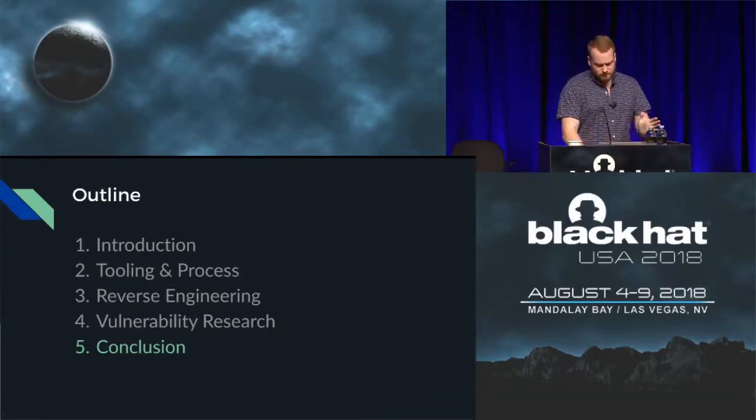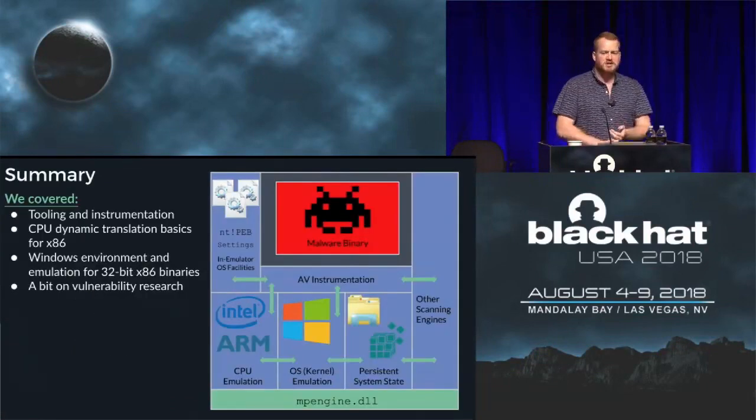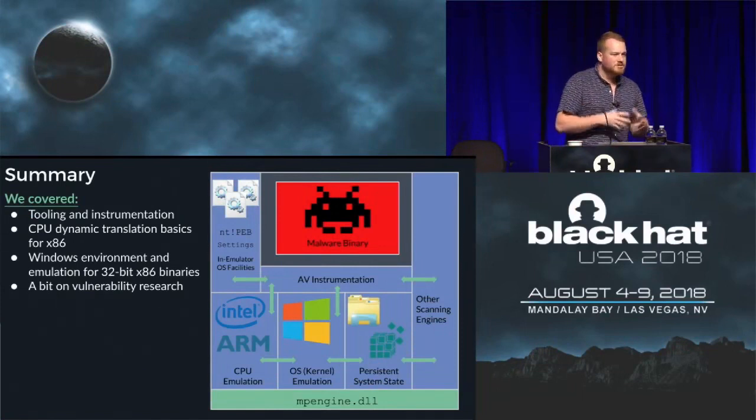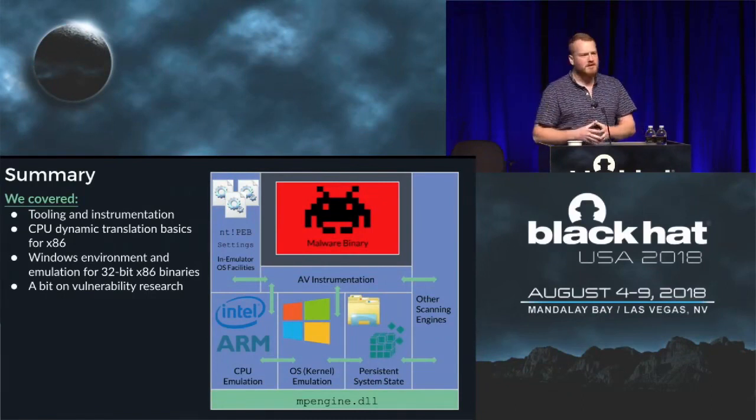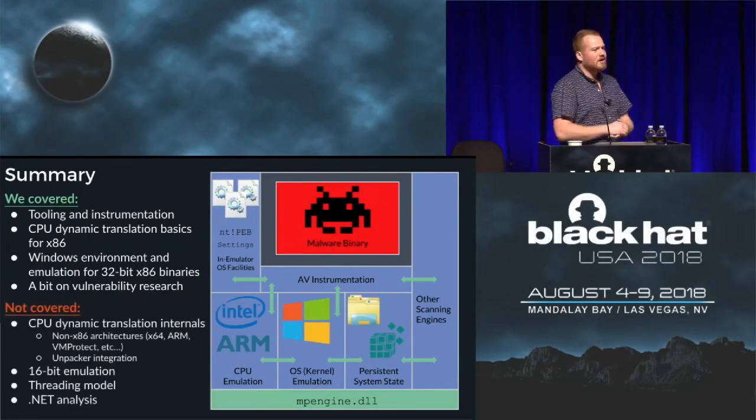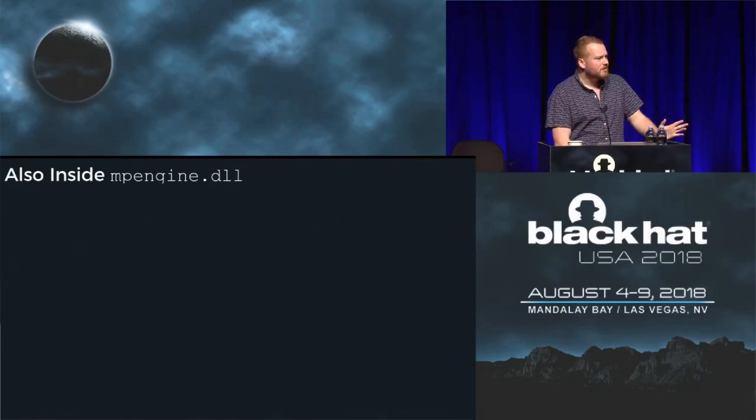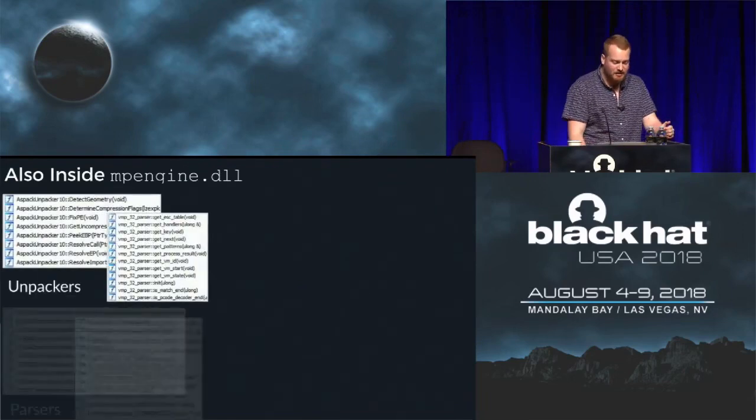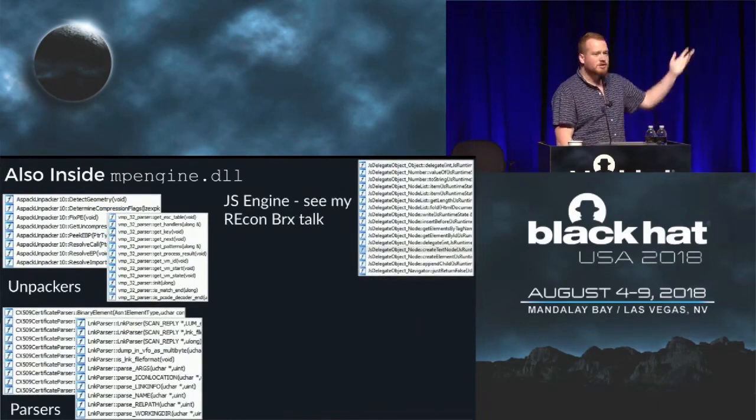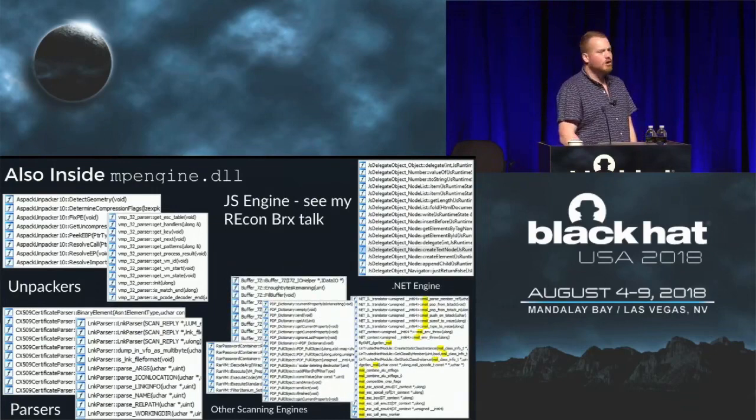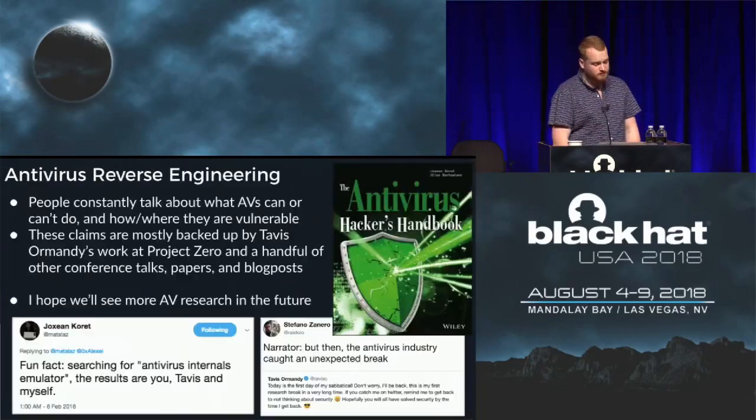Now wrapping up with the conclusion. We covered tooling and instrumentation, CPU dynamic translation basics for x86, a bit about the Windows user mode environment, and a bit on vulnerability research and how we could fuzz this engine. But there's a whole lot we didn't cover. Defender is absolutely massive, and there's a whole lot even just in the emulator we couldn't cover in just an hour today. In addition to the emulator inside mpengine, we have things like unpackers, parsers, a JavaScript engine, which I talked about at Recon Brussels, other scanning engines, and a .NET engine. So there's a whole lot more attack surface, 12 megabytes of code to look at. There's also a Lua engine.